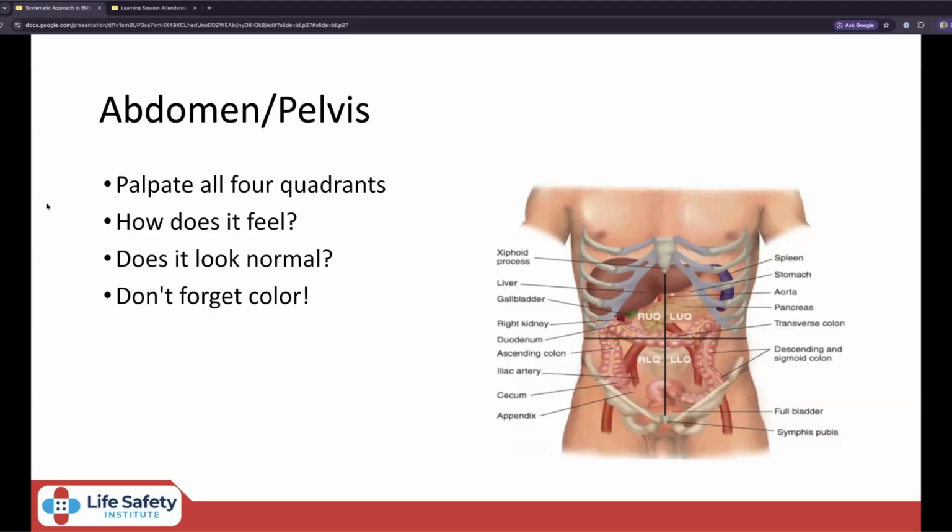So we've palpated all four quadrants. How does it feel? Does it feel like a normal abdomen? Does something feel off? Is it harder than normal? Is it causing pain? Is there discoloration? So we're checking for all of these different things as we do our assessment because they can mean different things.